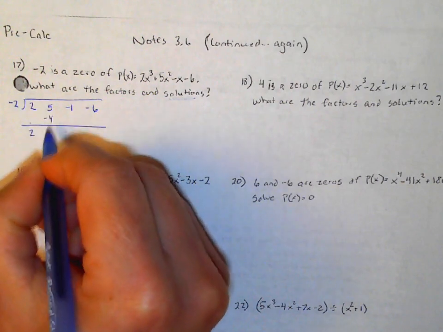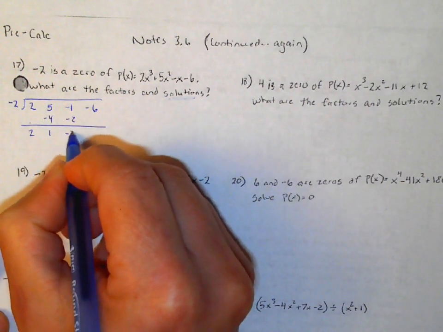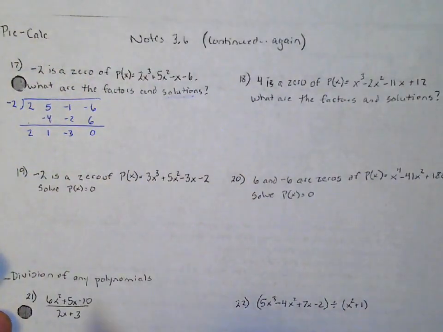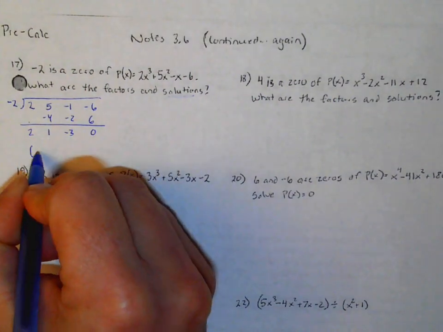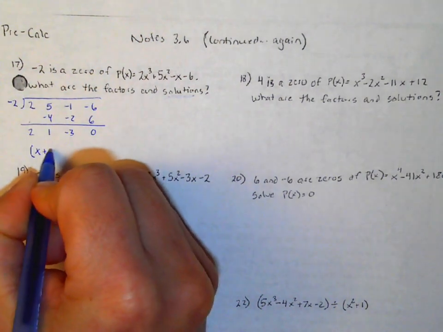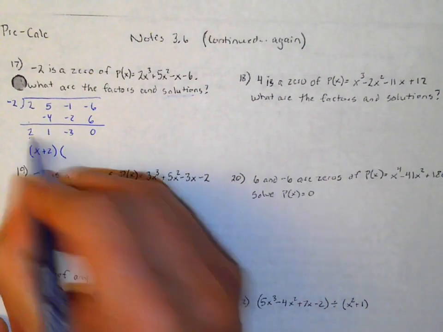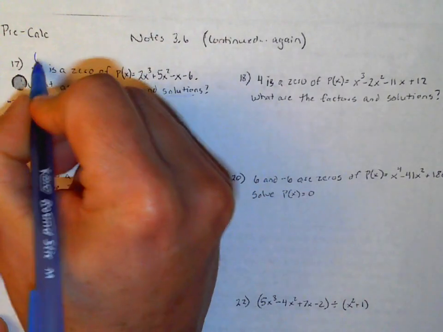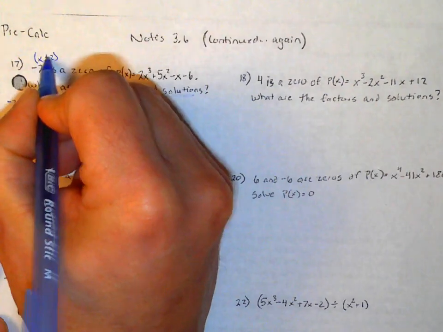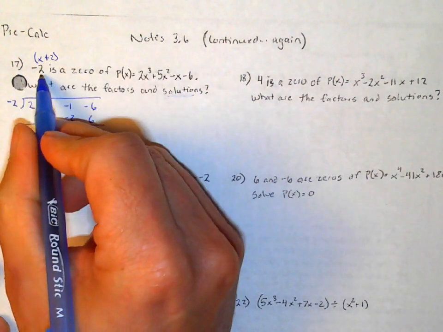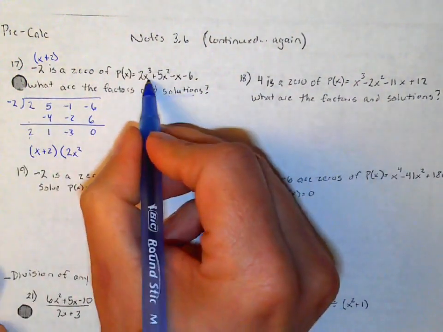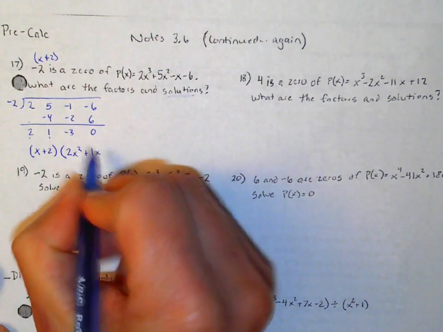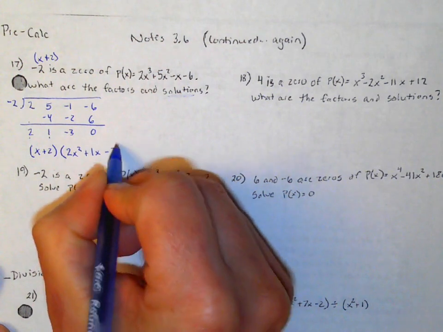Multiply, add, and multiply. Okay, so it is. So we know our factors are going to be x plus 2, and then 2x squared, because x to the third divided by it, right? This is x plus 2 as a factor, right? Because if I set that equal to 0, I get negative 2. Okay, so I get 2x squared plus 1x minus 3, and then 0 remainder.